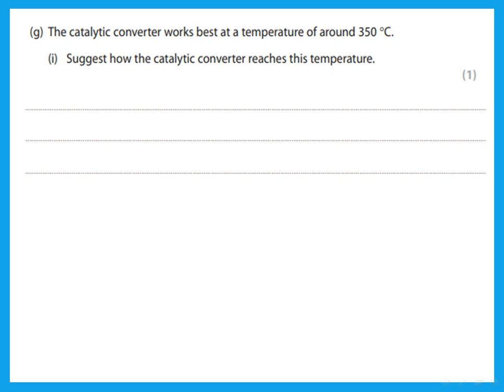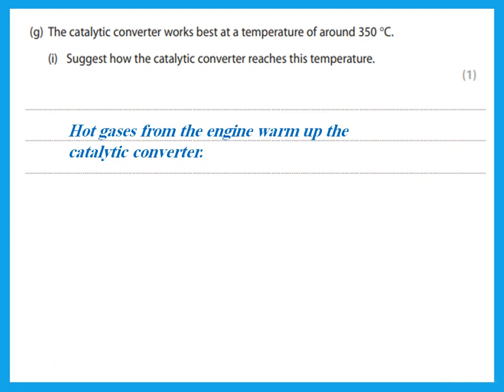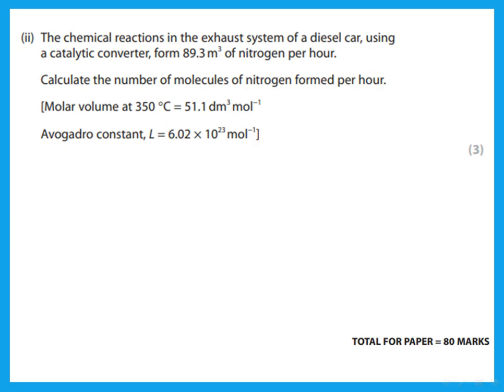The catalytic converter works best at a temperature of about 350. So just how does the catalytic converter reach this high temperature? Remember that the catalytic converter has gases coming from the engine, so these are hot gases due to the combustion of the fuel in the engine, so this will help to warm up the catalytic converter.